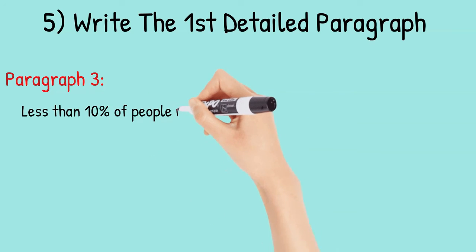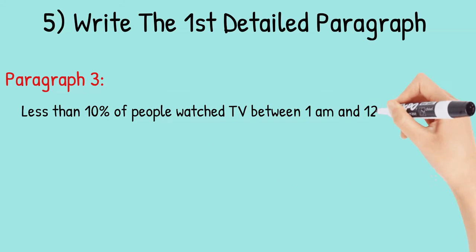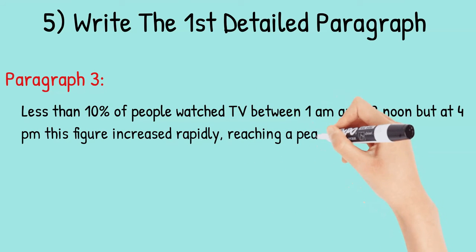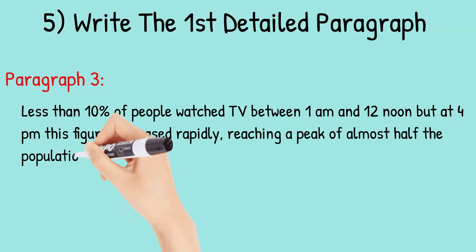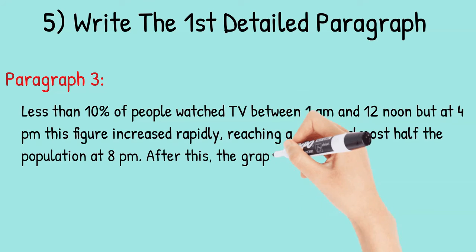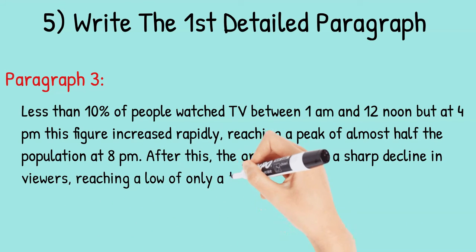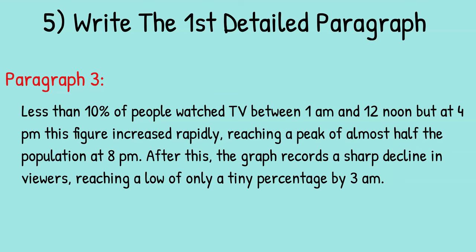And this is an example of what you could write for paragraph 3. Less than 10% of people watch TV between 1 a.m. and 12 noon, but at 4 p.m. this figure increased rapidly, reaching a peak of almost half the population at 8 p.m. After this, the graph records a sharp decline in viewers, reaching a low of only a tiny percentage by 3 a.m.